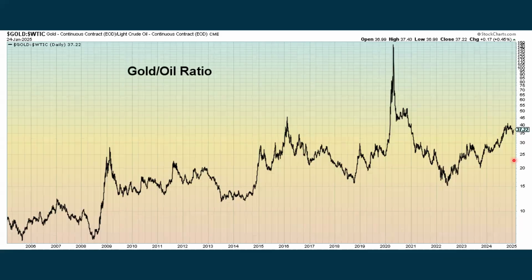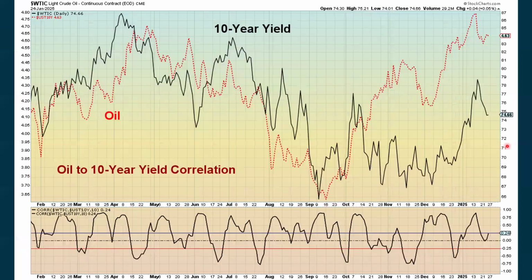We look at a gold to oil ratio. Gold was chopping sideways and starting to go up again here, and it's going back up over the last few days, but we have been going sideways with this ratio. And then we keep an eye on the 10-year yield here. Then we do a correlation with oil, and they're pretty much neutral to each other right now. Not seeing a real strong correlation currently.